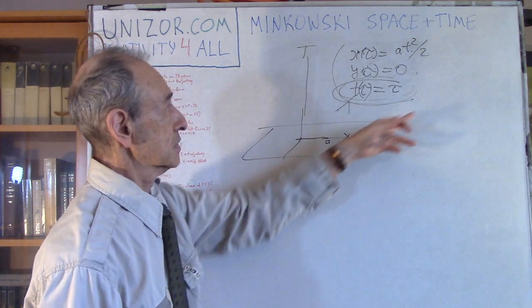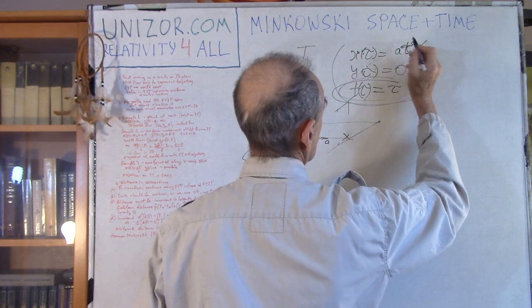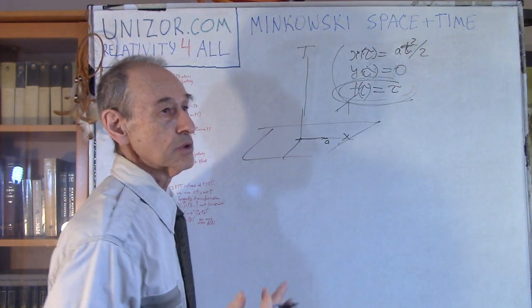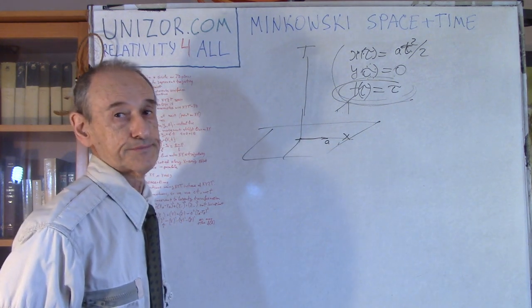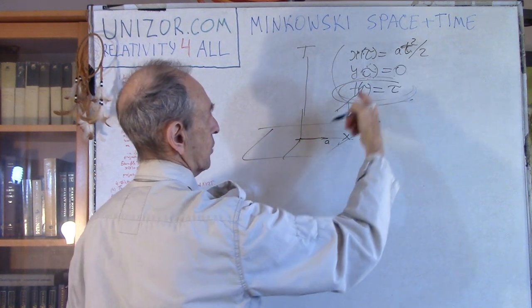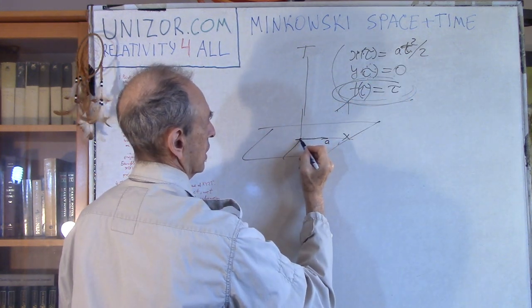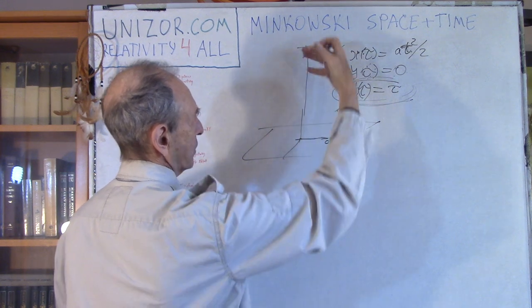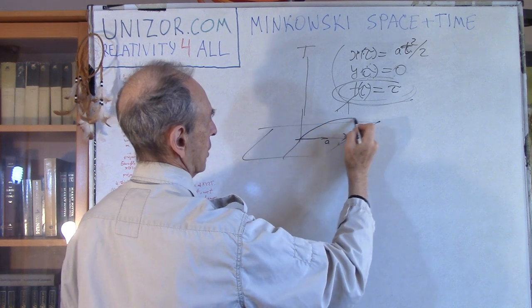All right, so what is this? I should say tau, I'm sorry. Tau. So how would this look on the graph? Well, x is a parabola. t is the same as tau, so x would be a parabola. So in the xt plane, I will have a parabola.